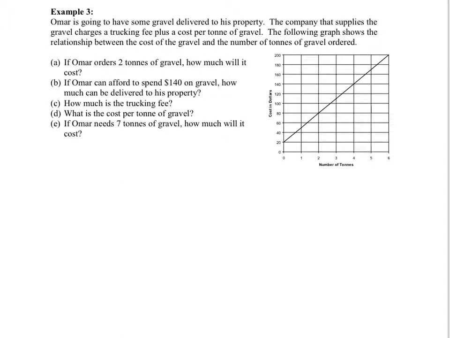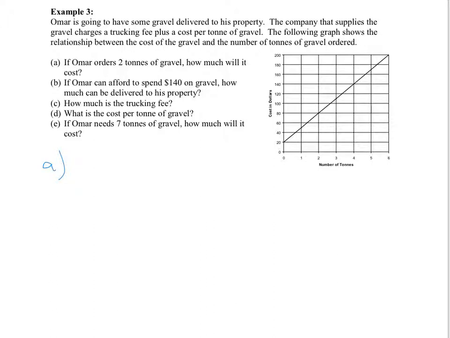So we see right off the bat our graph starts, even if you don't get any tons of gravel delivered, there's some sort of charge because your cost is $20, okay, just to engage the company. Now we see the cost goes up as the number of tons ordered increases, okay? So our first question is, if Omar orders 2 tons of gravel, how much will it cost?